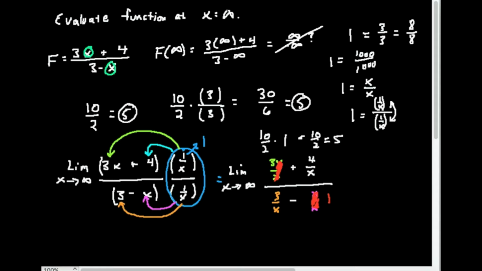So I can rewrite this limit a little bit. This limit is equal to the limit as x goes to infinity of (3 plus 4 over x) divided by (3 over x minus 1). All right, now at this point, we can actually just evaluate this limit, all right?